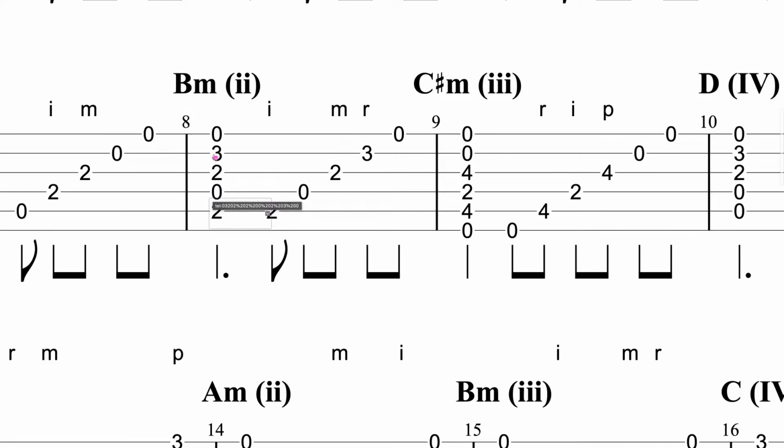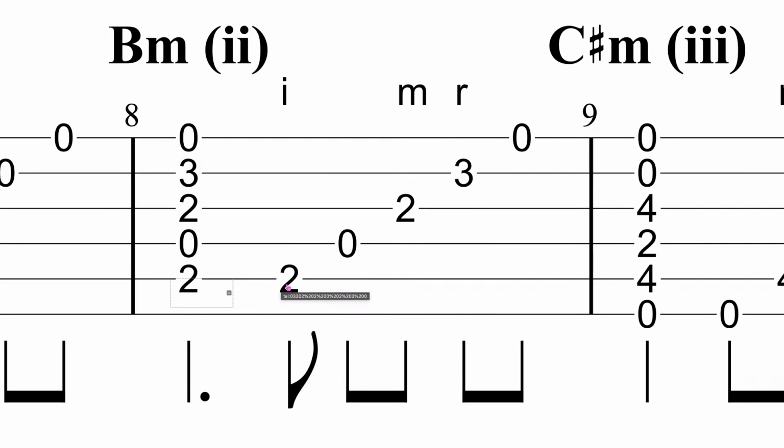It's a 2, 0, 2, 3, 0. So this would be a low E string. This is the high. So this would be index on 2 of the A string, open, middle on 2 of the G string, ring on 3 of the B string, and open.